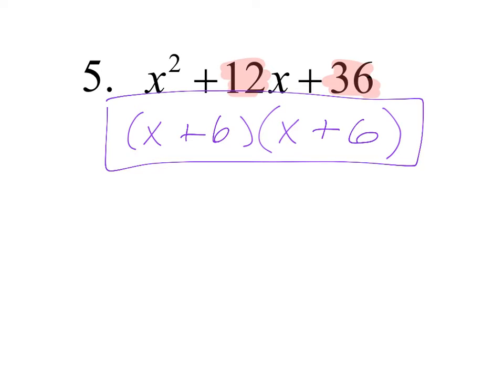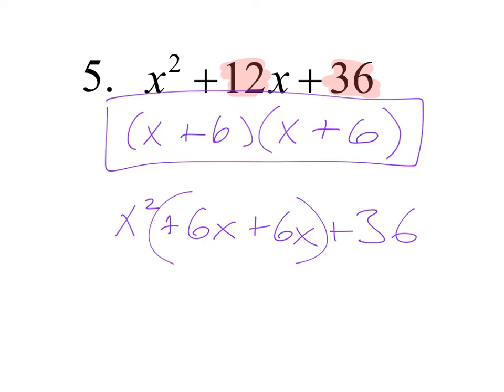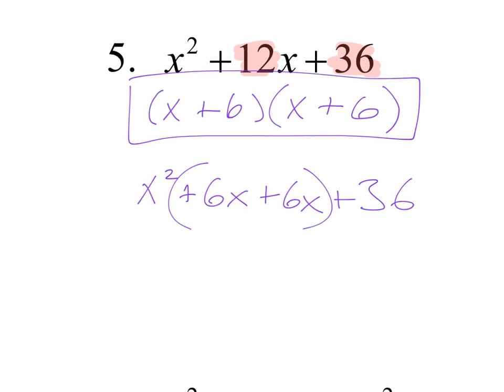Now I can check this. I get firsts, outers, inners, lasts. And sure enough, if I add those two together, I get 12x.